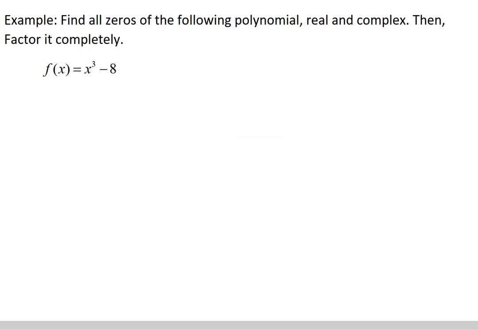Let's try an example where we find all zeros, keyword all here, of the following polynomial, and notice it actually specifies real and complex, then factor it completely. Well, our polynomial states f of x equals x cubed minus 8. Now, at first glance, you may recall that x cubed minus 8 is actually one of our standard difference of two cubes. We can just put a quick note about that.